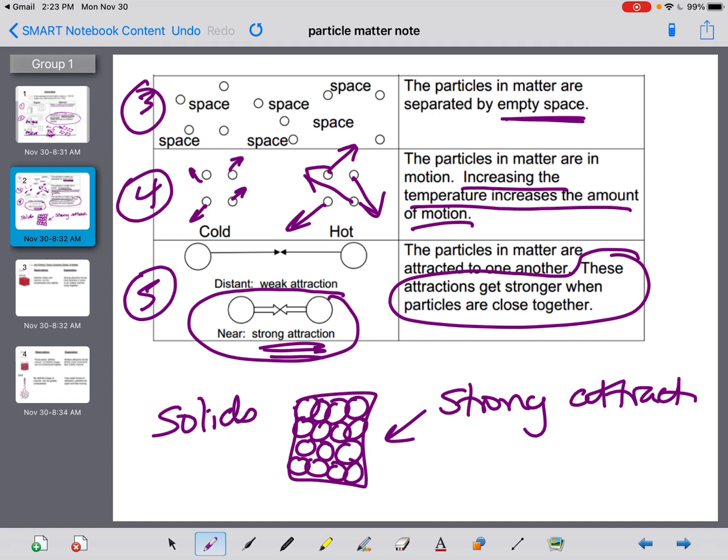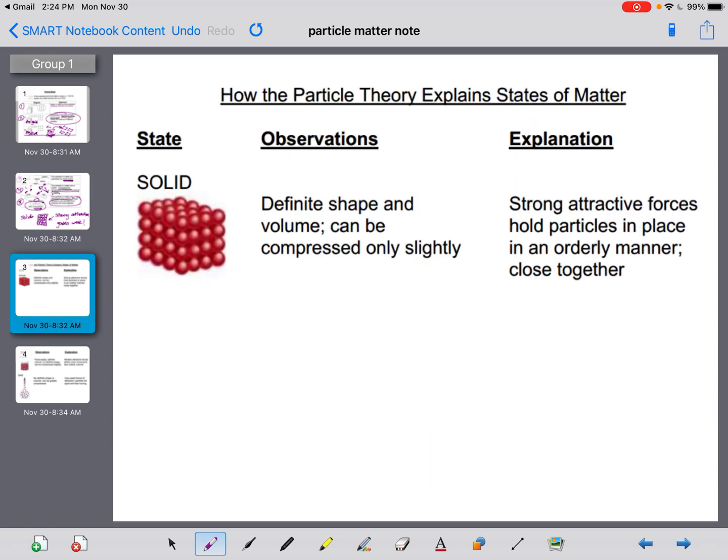The further away the particles are from each other, the weaker the attraction is. So the direct opposite of solids in terms of attraction is going to be gases, right? So gases have a weak attraction between particles, which is part of why they're so far apart from one another. So those are the 5 statements for the particle theory. Okay, so now let's look at how this relates to the states of matter.